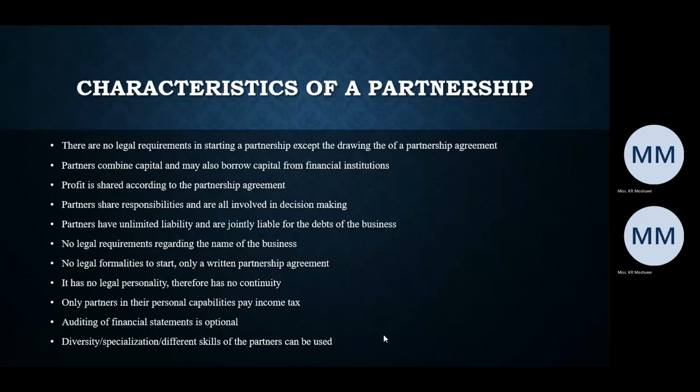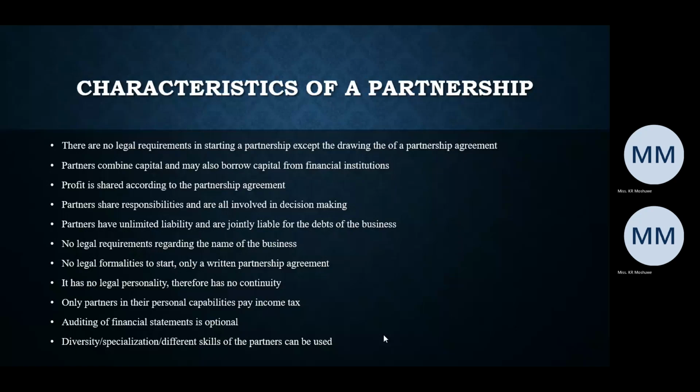Okay, so now what are the characteristics of a partnership? In a partnership, there are no legal requirements to starting a partnership except for drawing up a partnership agreement. So when you and your friend come together, for instance, to start a company, there aren't really a lot of legal requirements for you to do that. No affidavits of what your finances are and so on. All you need to do is draft up a partnership agreement to show who the partners of this company are and what your vision and mission of the company is.